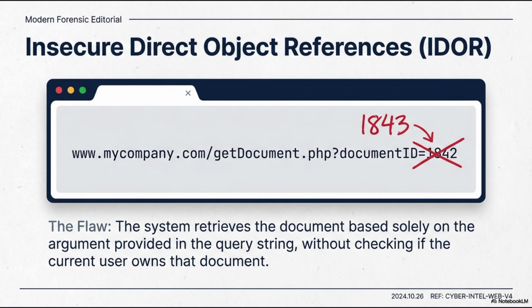So an IDOR, or an insecure direct object reference, is where a system retrieves the document based solely on the argument provided in the query string without checking if the current user owns that document. That is, if they have the permission to view it. Instead, it will just serve it to them because they have the ID for it.